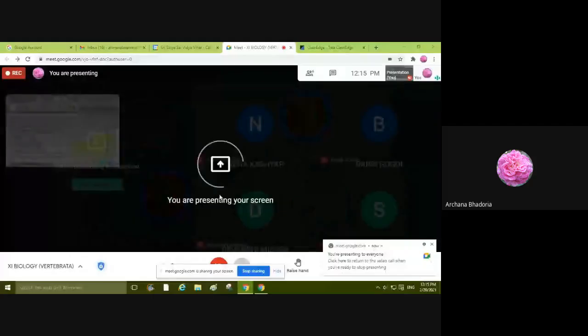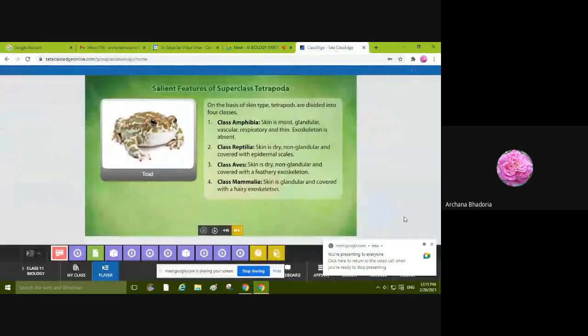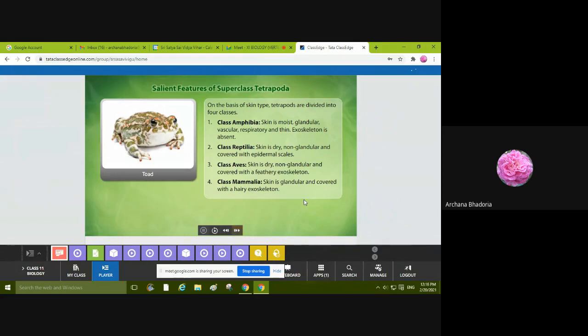So what are the 5 classes into which the vertebrata is classified? Who will tell me quickly? Name the classes of vertebrata. Shravani will say. Shravani, name the classes of vertebrata. Pisces, Amphibia, Reptilia, Aves, Mammalia.